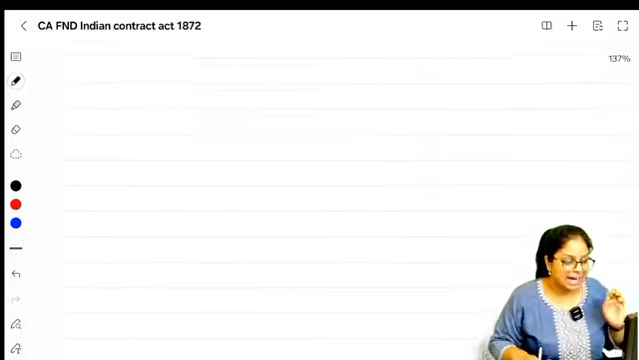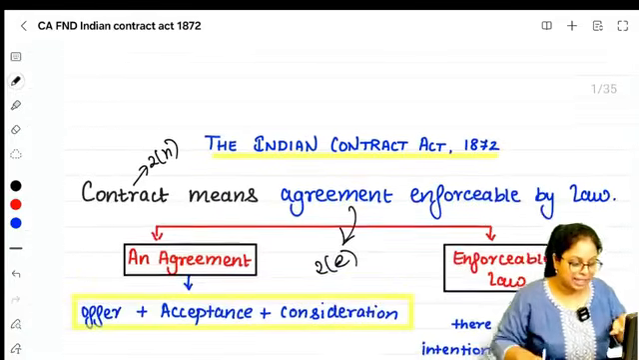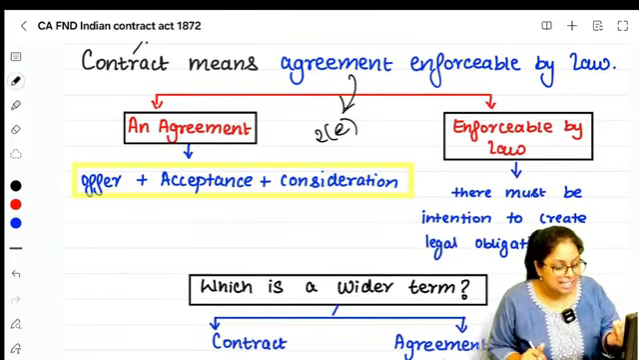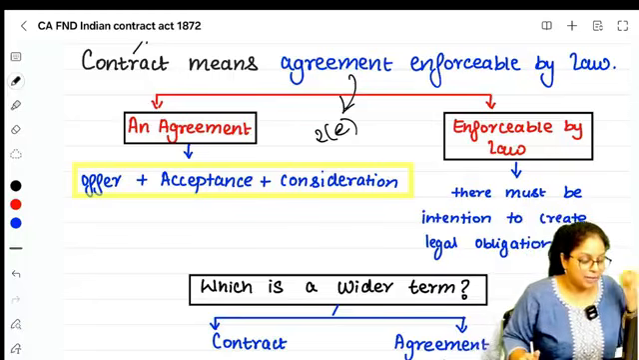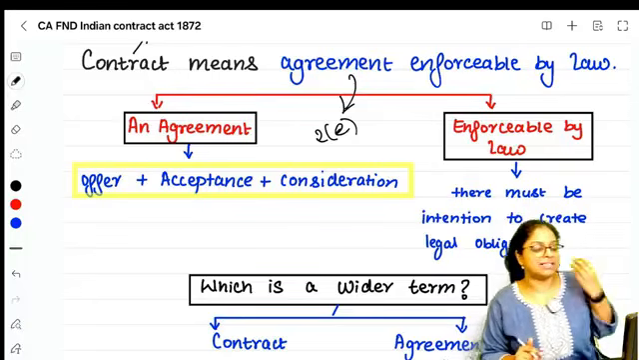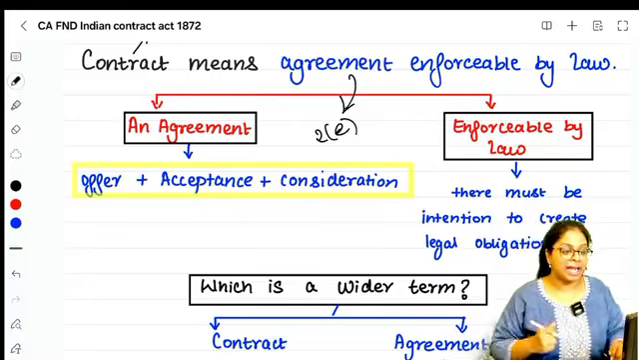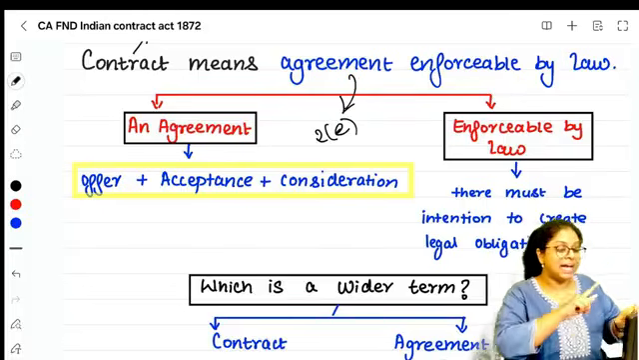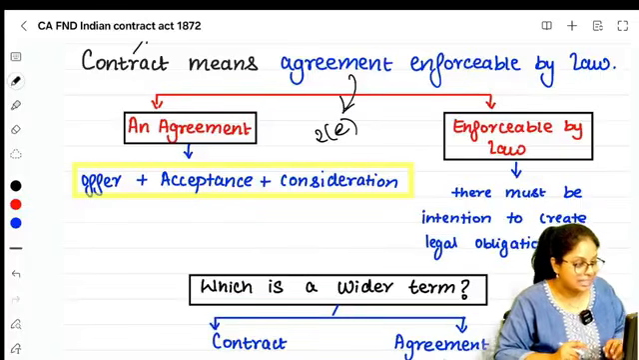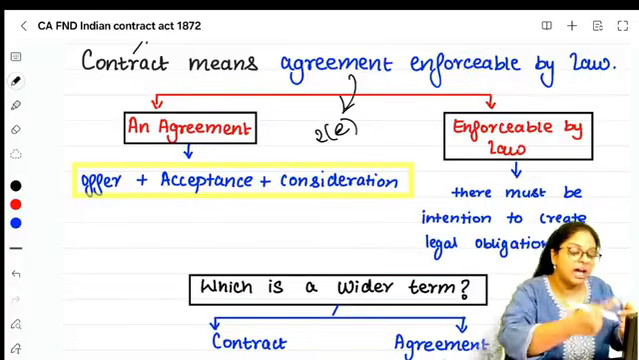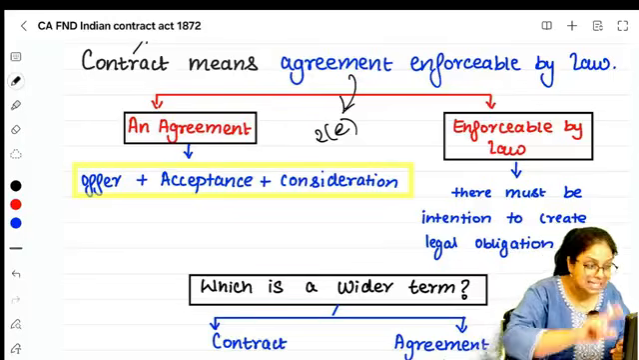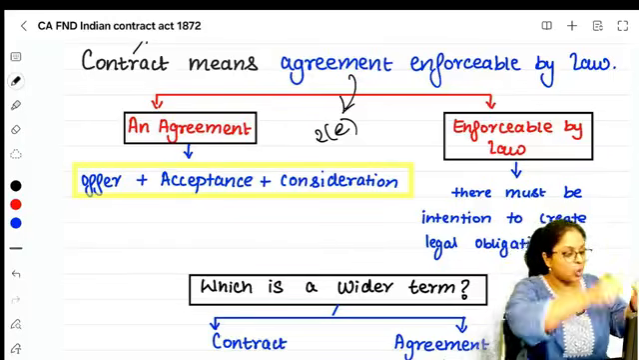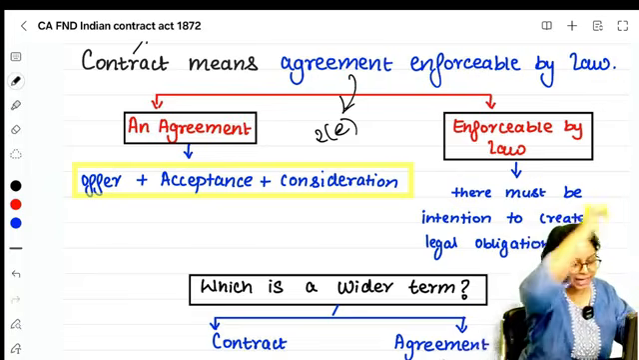If a contract is made up of agreement and enforceability, let's read what an agreement is. An agreement is nothing but offer plus acceptance plus consideration. I am telling Rahul, are you interested in buying my basmati rice, atta and all, for 1000 rupees? I am making an offer. Rahul says, yes ma'am, I am interested. He is accepting the offer and giving me cash. I am giving him goods. Consideration is there. So offer plus acceptance plus consideration is an agreement.